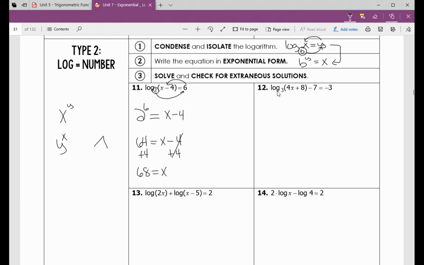Now, I have to decide if I can keep that answer or not. If I plug 68 in here and I get a negative outcome, I can't keep 68. So 68 minus 4 does give me a positive outcome, so 68 would be my final answer.